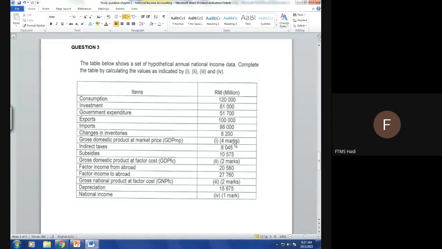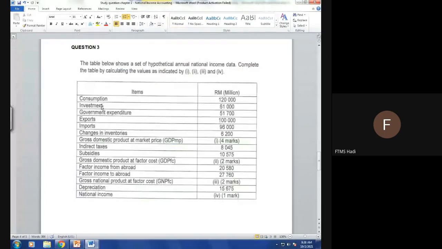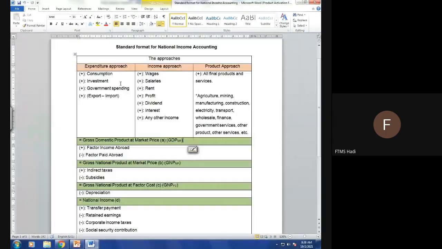As you can see up here, consumption, investment, government expenditure, export, import, changes in inventories. My question to you, which one is it? Is it the expenditure approach, income approach, or product approach? Yang mana satu? Kalau dah ada consumption, investment, government expenditure, export, import, which one? Expenditure, income, or product? First one. Expenditure kan? Okay, expenditure, right?